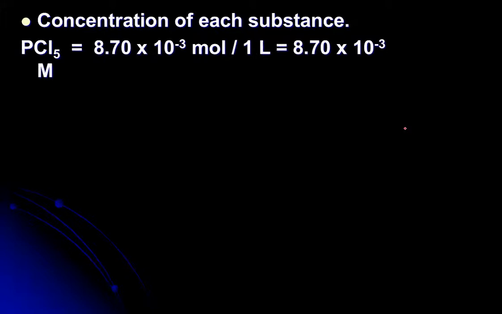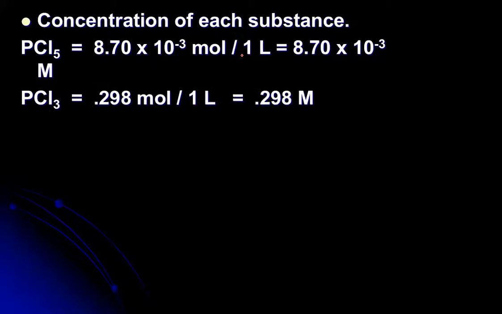So the first thing we're going to do is find the concentrations of each substance. The moles were given, our volume was a liter, so there's our concentration of PCl5, here's our concentration of PCl3, and then we have no Cl2. I'm going to take this and enter this information into an ICE table.